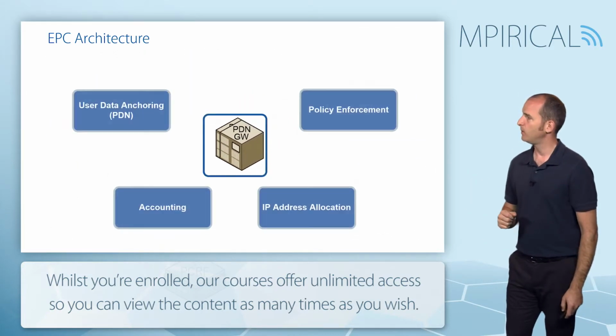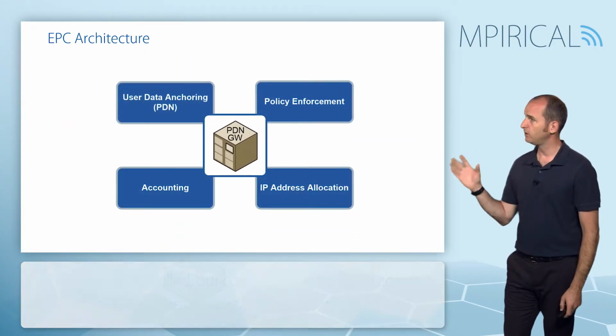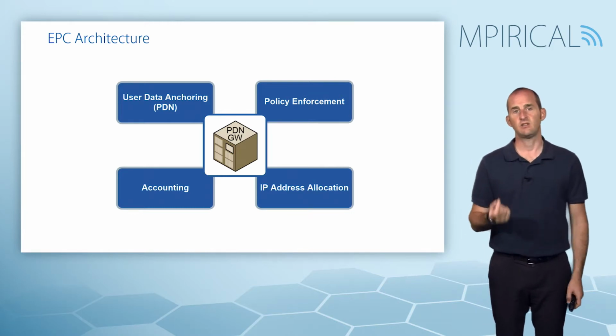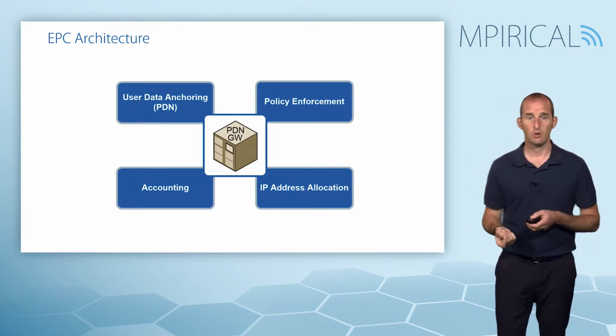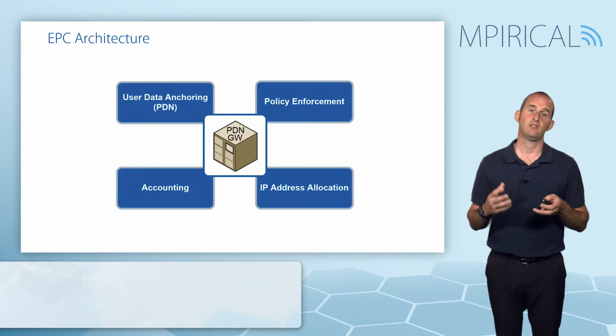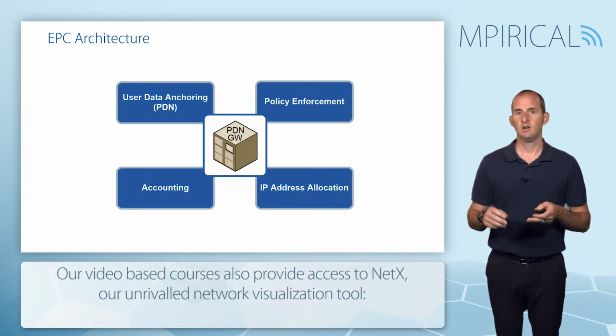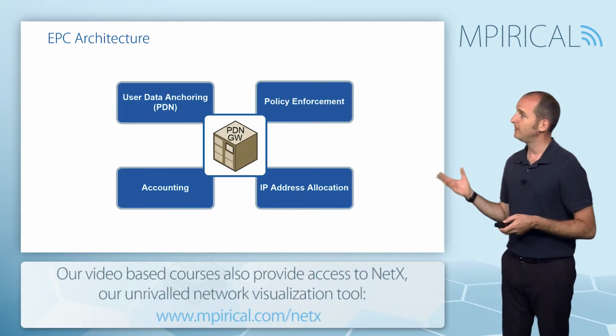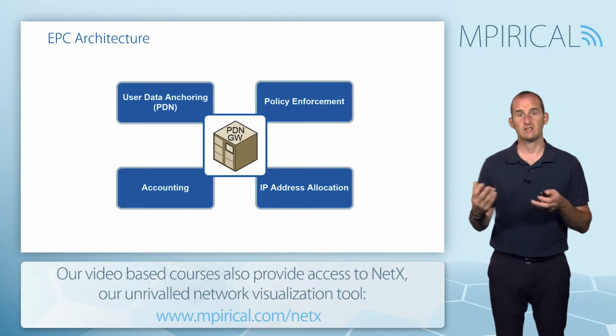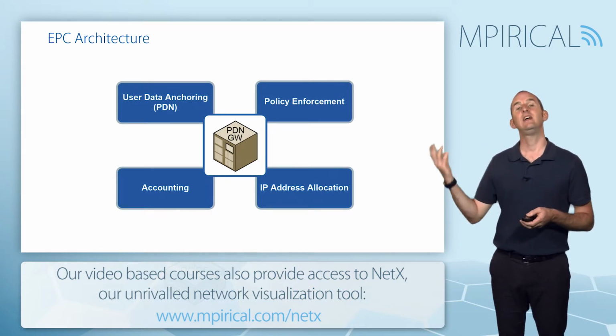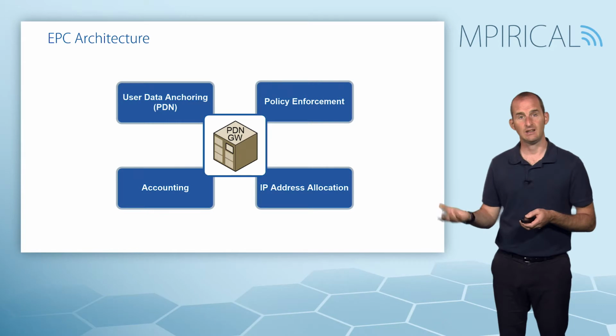So the PDN gateway's roles and responsibilities include, once again, user data anchoring. Remember, the PDN gateway is on the data path for the EPS bearer. Now, the PDN gateway is really the entry point and the exit point for the network in relation to the PDN that we are connecting to.